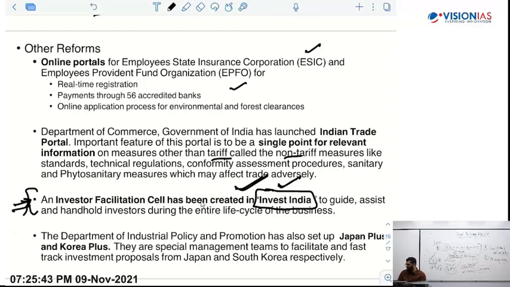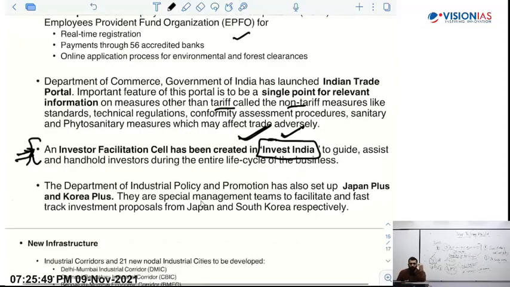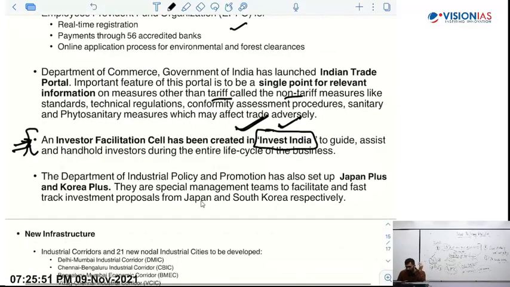Yes, the US, every country follows protectionism. Again, to increase the investments from certain countries where India has good business, Japan plus, Korea plus, there is a specific one point of contact for the investments coming from there. Special management teams to facilitate and fast track investment proposals from Japan and South Korea. So these two are important mechanisms.